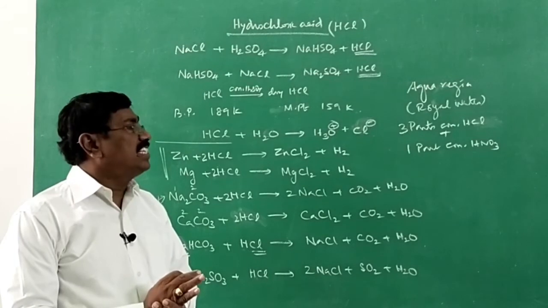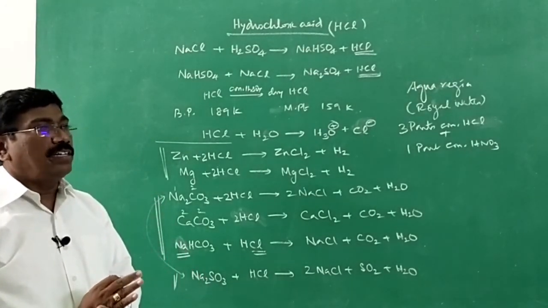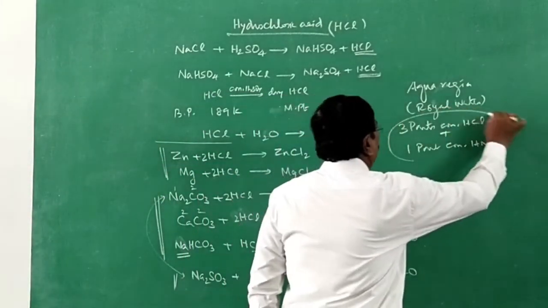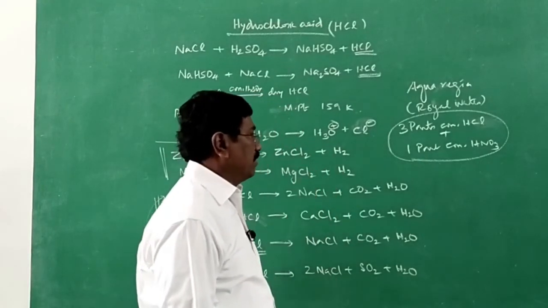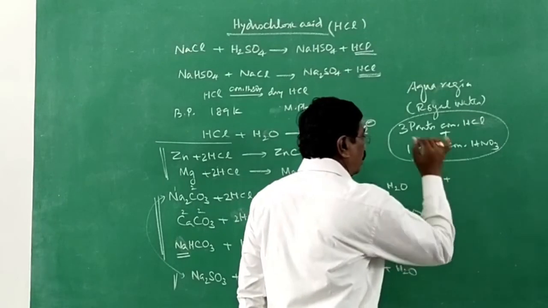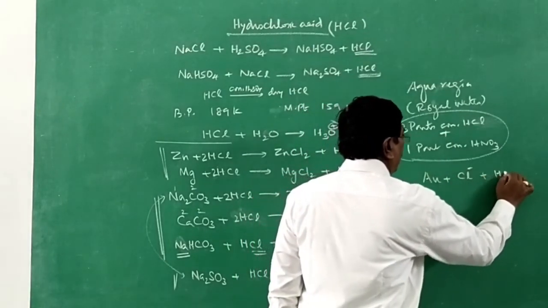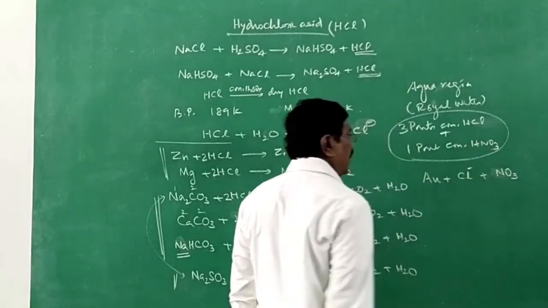Aqua regia can dissolve noble metals like gold, platinum, etc. This is known as royal water. When gold is made to react with aqua regia, let me write like that, it contains chloride ion and nitrate ion.